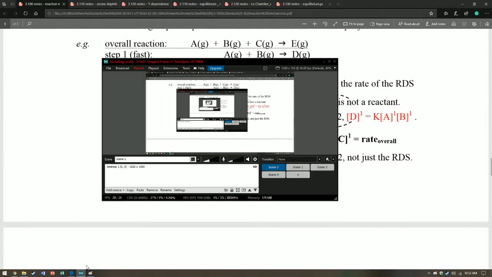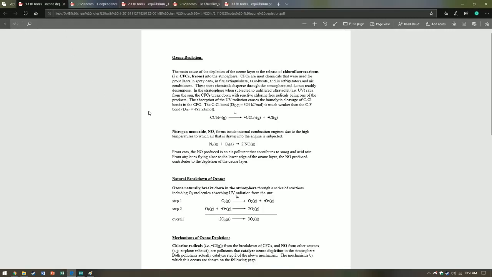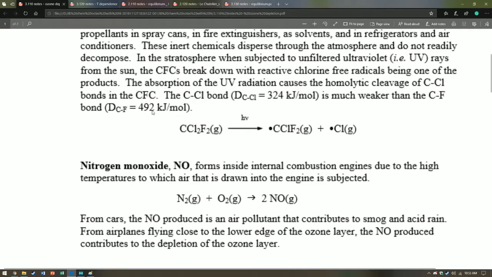How am I doing for time here? Okay, I could probably cover ozone depletion, an interesting real world example.